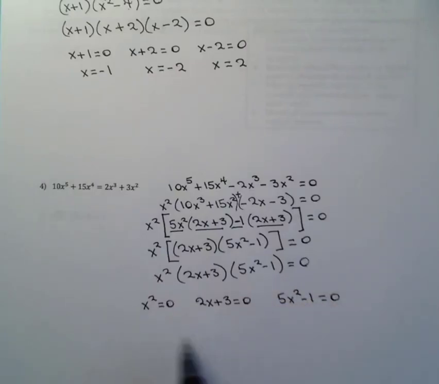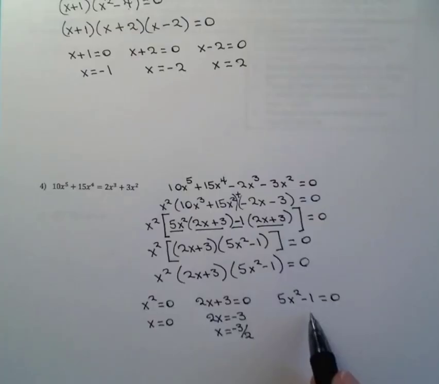Now let me finish this out. If I take the square root of both sides, x is 0, right? I'm going to subtract 3 from both sides and divide by 2. Now over here, I'm going to go ahead and say, okay, let's get rid of this negative 1. We'll say 5x squared is equal to 1. We'll divide everything by 5 then. Then I have x squared is equal to 1 over 5, don't I?